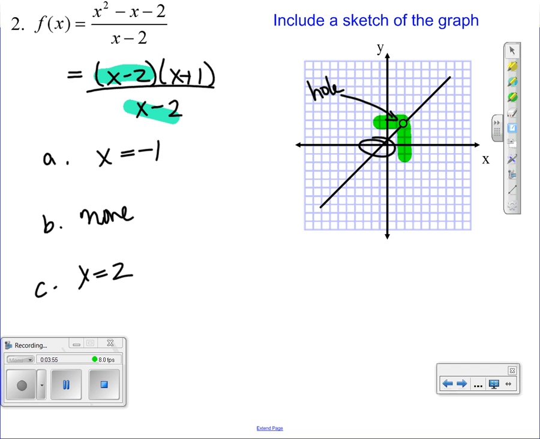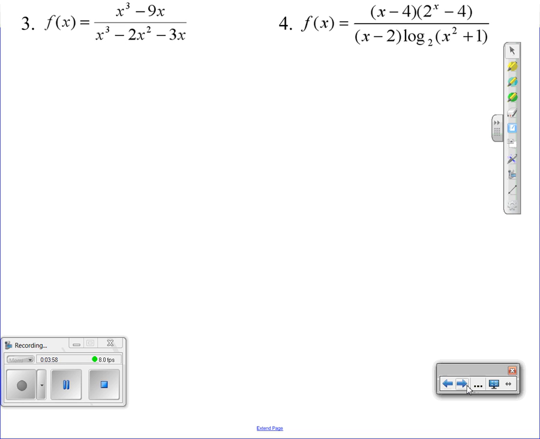And let's go to the next question. Gets to be a little bit more complicated, but the process is the same. Factor first.